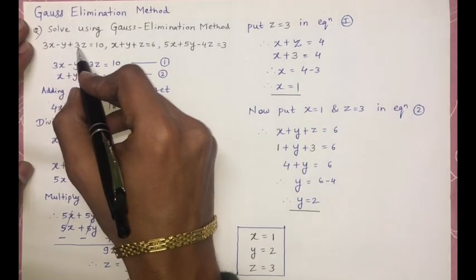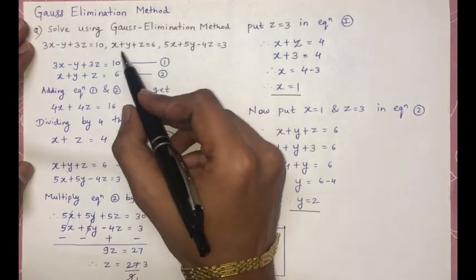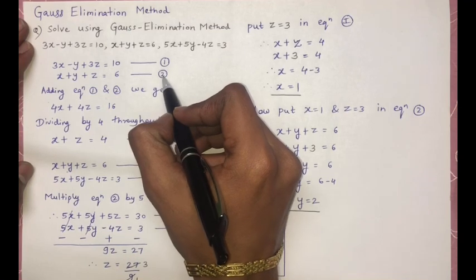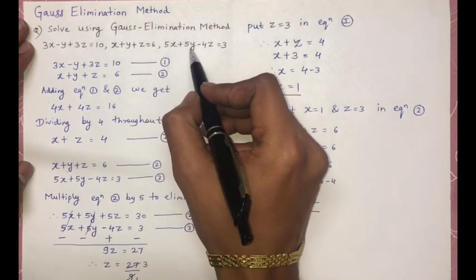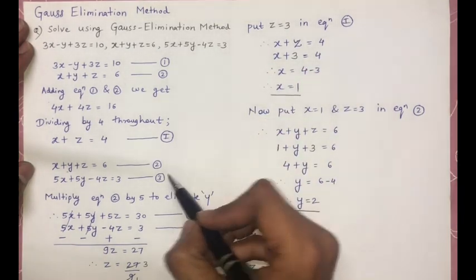3x minus y plus 3z is equal to 10. This is my first equation. x plus y plus z is equal to 6. This is my second equation. And 5x plus 5y minus 4z is equal to 3. This is my third equation.